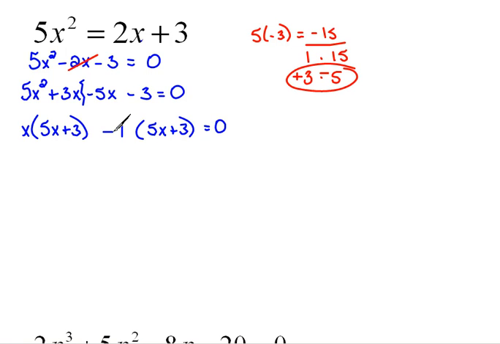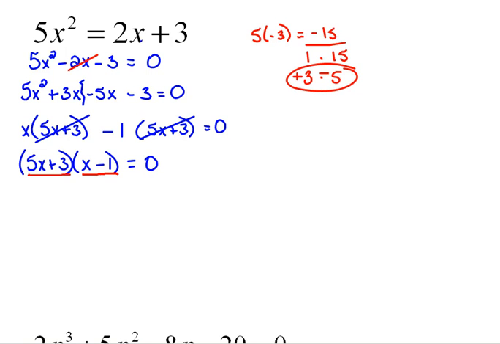Now we have a common 5x plus 3 that we can factor out. So when we factor that out of both of these terms, we're left with an x and a negative 1 equals 0. Now, we're not done yet. All we have done is factor down that left-hand side. But now we do have factors that are equal to 0.